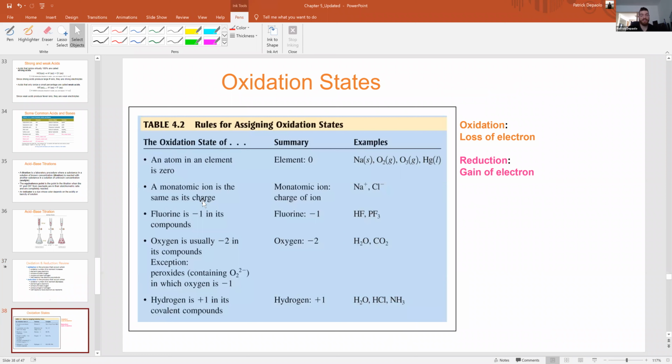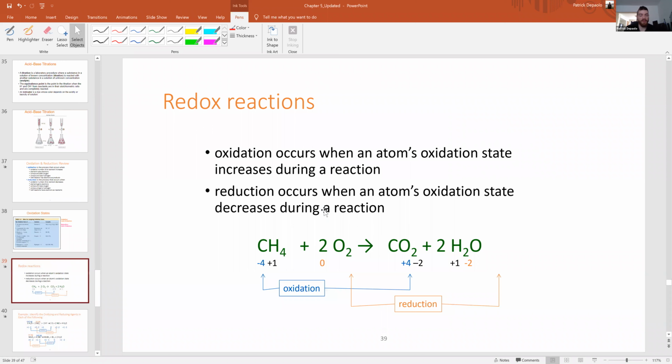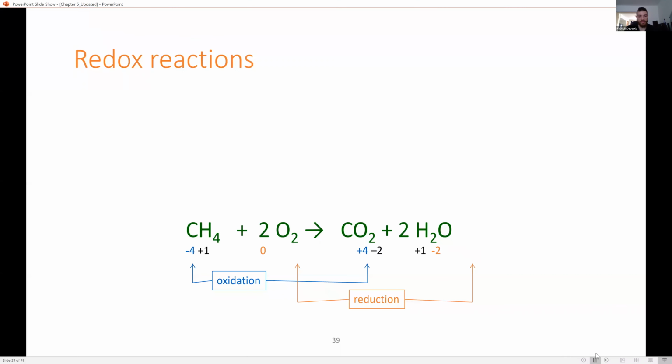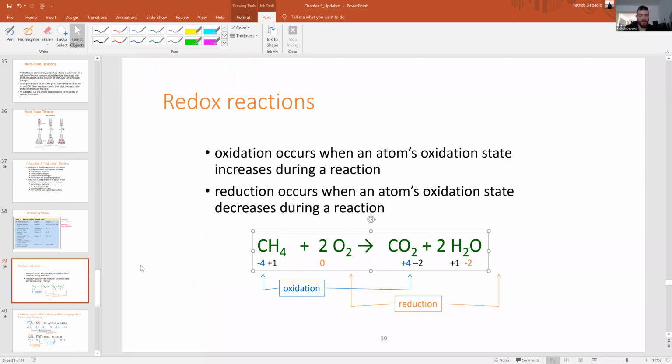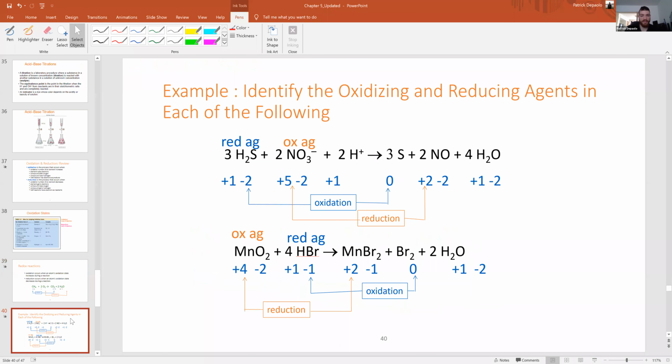And then as for oxidation states, we talked about this already. I'm not going to go over that too much, but there are the charges, and if an element's by itself, it's 0. And then we know how to figure out what's oxidized and what's reduced. So that's already there. I was going to do that example, but we should have a good idea on that.